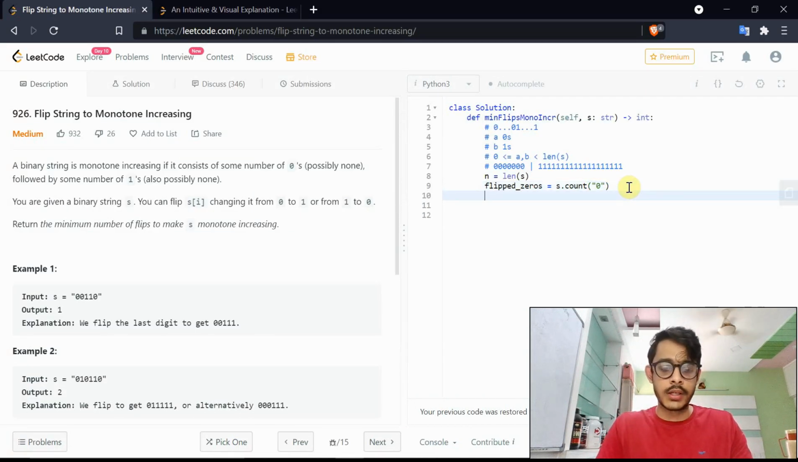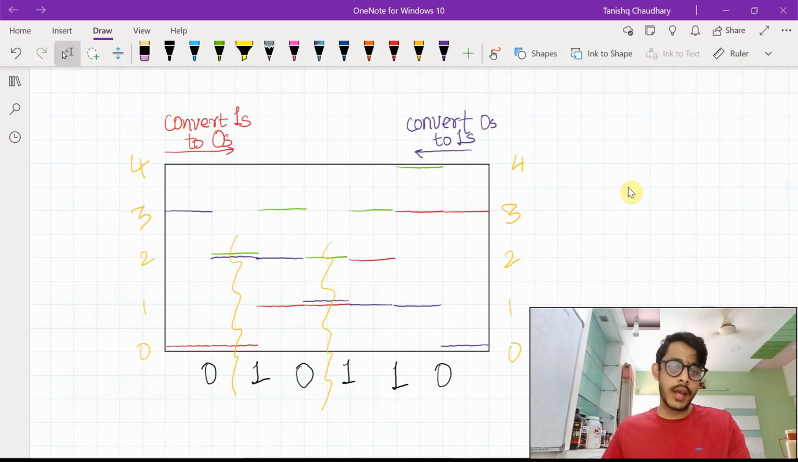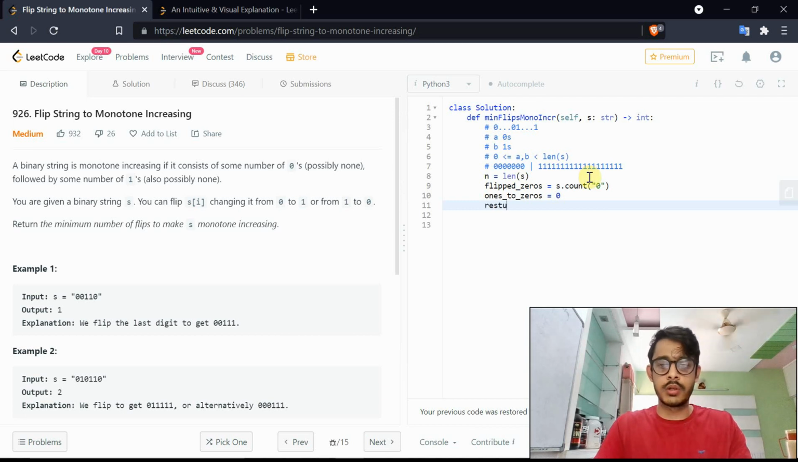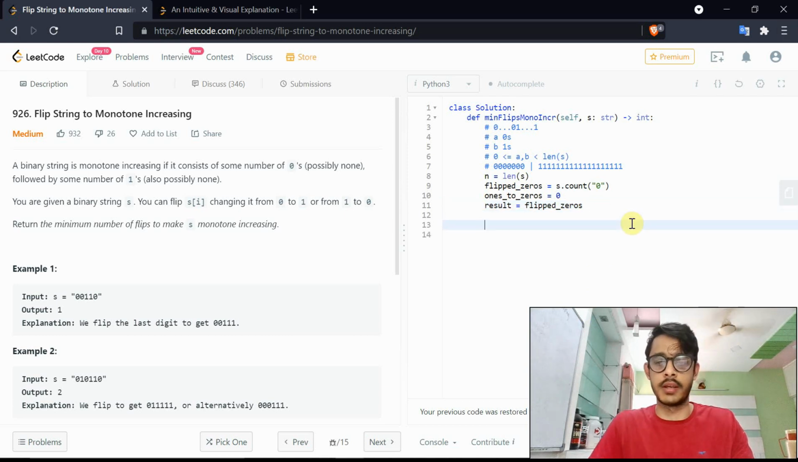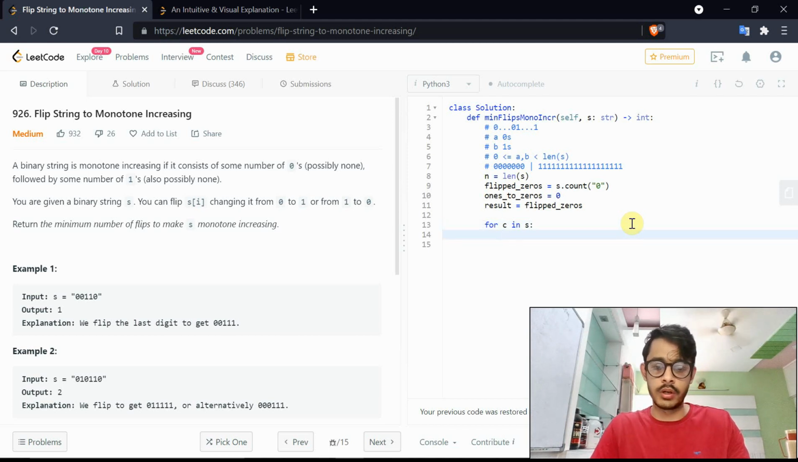For ones to be flipped, which I'll call ones to zeros, we'll start off with 0 as usual. Now again, we want to initialize the final answer as well. So let's call result as number of flipped zeros. That is a valid starting point, the worst possible case where everything is from this index. And what does this index suggest? Everything is ones. Okay, it should make more sense once we type out the entire thing. We'll iterate over each character in the string. And this is where things will get a bit tricky.